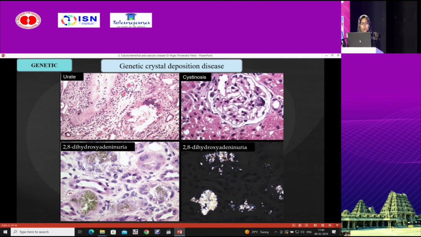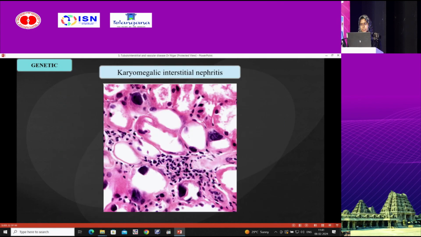The next is 2,8-dihydroxyadenine nephropathy. It's due to the deficiency of the enzyme APRT. What we see on biopsy are these muddy brown to greenish fan-shaped crystals which are birefringent under polarized light. Next is karyomegalic interstitial nephritis.